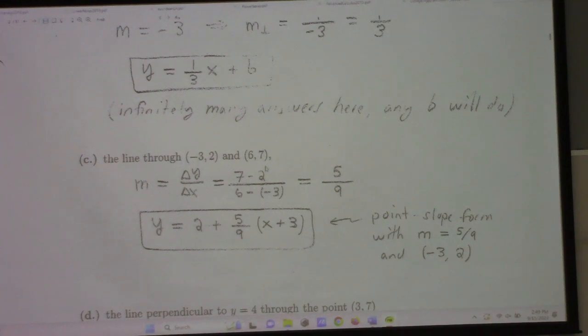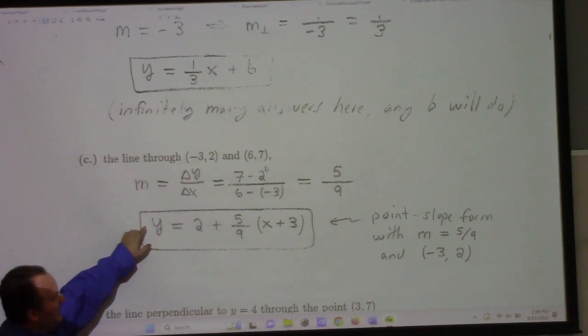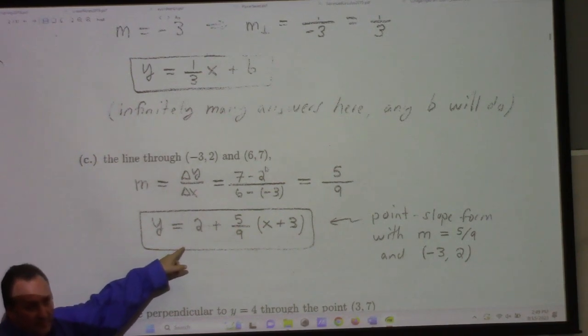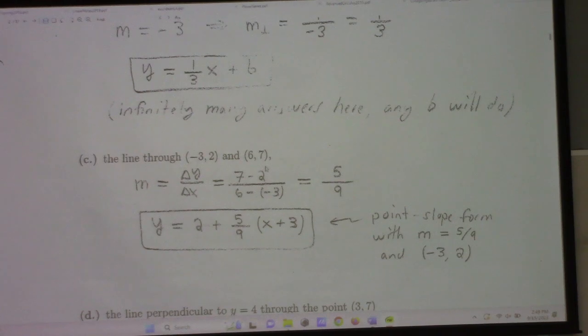So here, find the line through these 2 points. My method is I find the slope, and then I use point slope. Make sure you know about point slope. Point slope is an important idea that you might not have seen before this class, right?